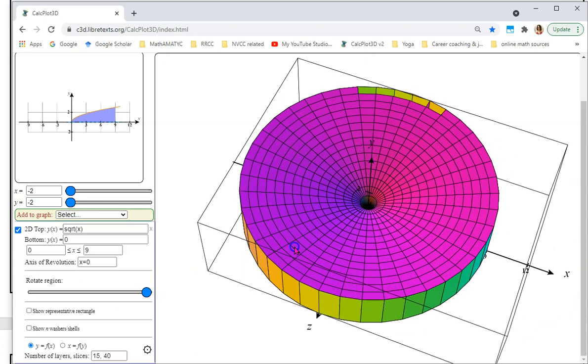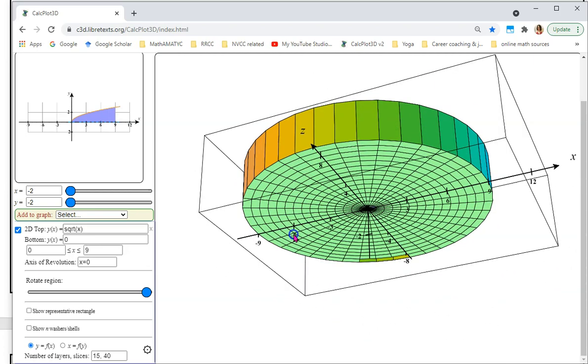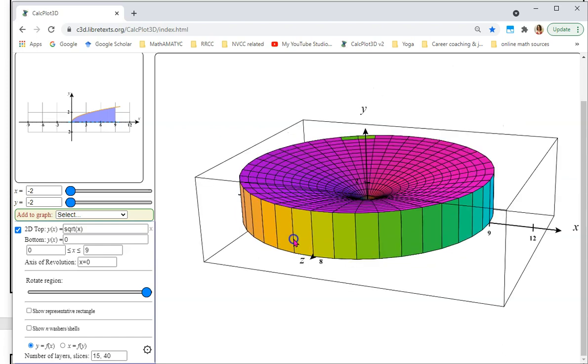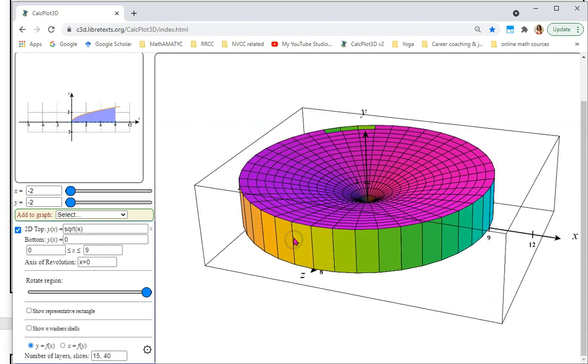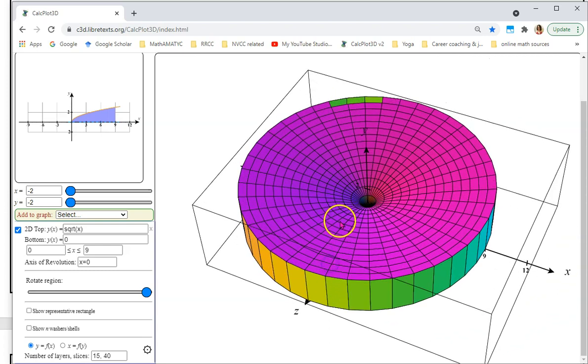Let's tilt it sideways so we can see the shape of the funnel there and the flat bottom on the bottom. This is basically what we're looking at. We want to know what the surface area of this volume of revolution is. In other words, how much paint do I need to paint this whole thing, including this funnel shape as it comes down here?